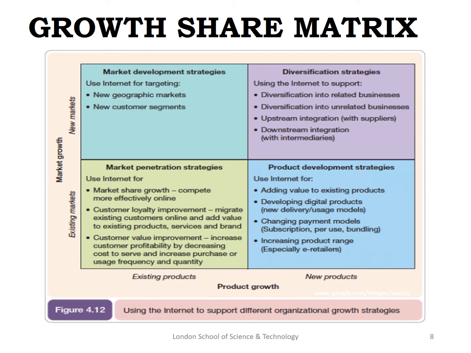And if you don't have a constant stream of new products coming into your company, then looking at the product life cycle in terms of introduction, growth, maturity, and decline, at some point or another, those product lines will begin to decline. So you need other product lines to replace them. So you need new products in your existing markets. And then alternatively, you could have new products into new markets, which includes your diversification strategies, using the internet to support, for instance, diversification into related businesses, diversification into unrelated businesses, upstream integration with suppliers, and downstream integration with intermediaries.